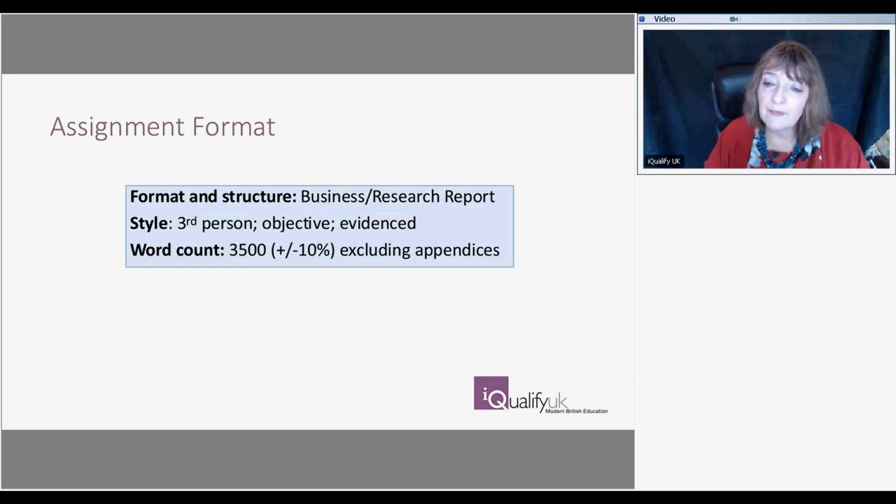So it's all that rather more formal approach to writing, and that is valuable where English is not the first language, for example. But it makes it much more objective and evidence-based. So the word count, as a reminder, is 3,500 plus or minus 10%, and that excludes appendices.